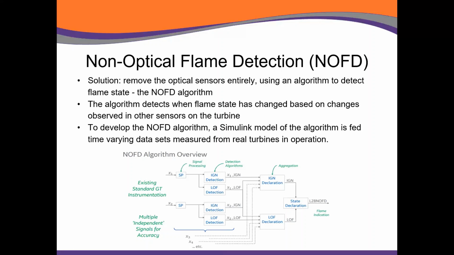So GE developed, as a solution, the non-optical flame detection algorithm. Essentially, they've opted to remove the optical sensors entirely and instead use an algorithm which monitors other sensors on the turbine to detect when flame state is out based on these other sensors' readings. To develop the NOFD algorithm, GE created a Simulink model of the algorithm and recorded data from real operating turbines to use as input to the Simulink model.